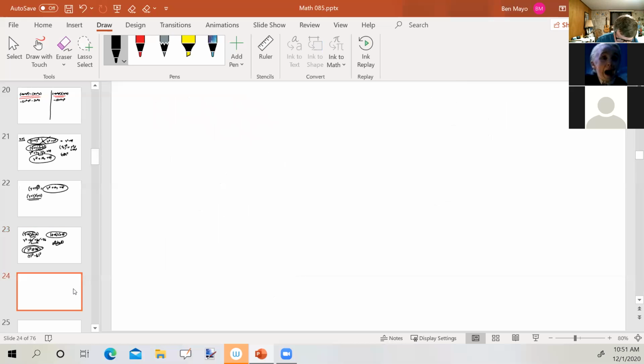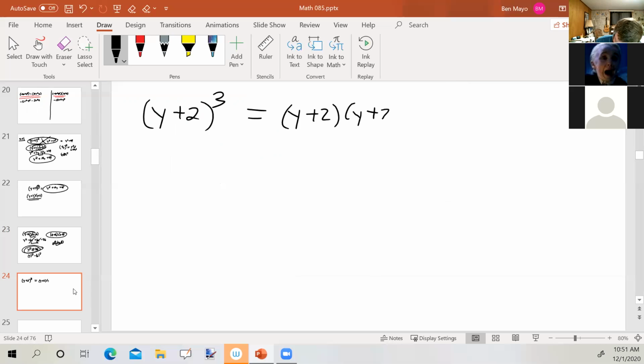Now, let's say we've got something like this, y plus 2, the quantity cubed. Again, this is not y cubed plus 2 cubed. It's y plus 2 times y plus 2 times y plus 2. So we've got to FOIL two of them together at a time. Let's do the first two first.